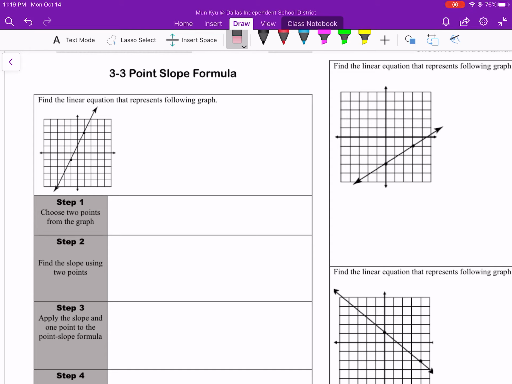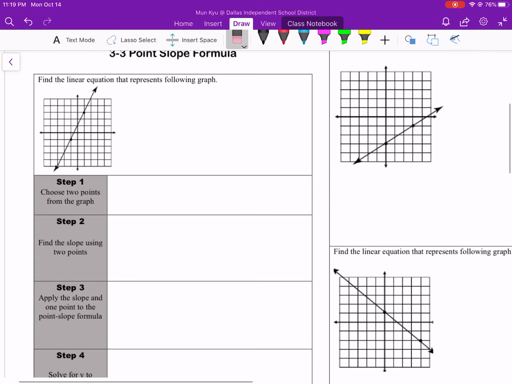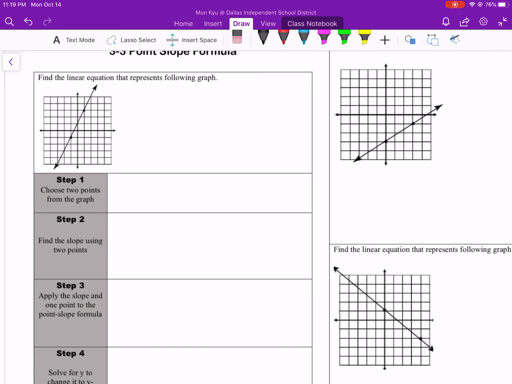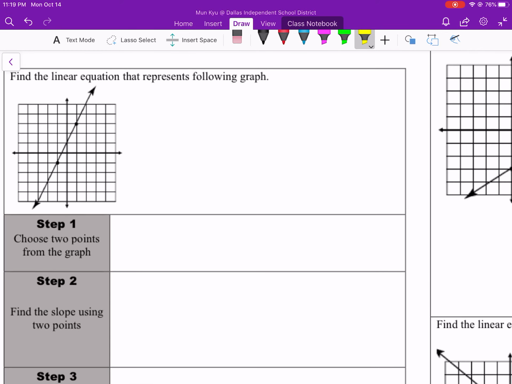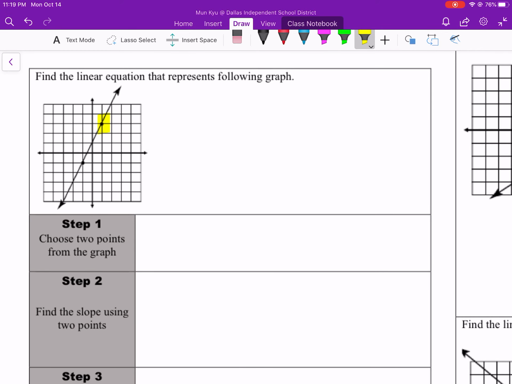Okay, in this video, I'll teach you how to find equations from a graph and 2 points. First, we're going to start from the graph here. So, step 1, choose 2 points from the graph. That's the step we have to do. And if you look at this graph, we have 2 points given here.